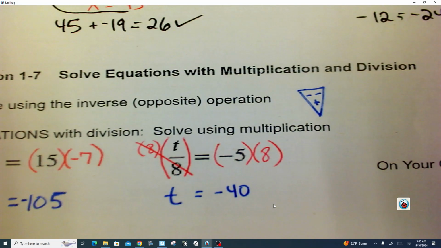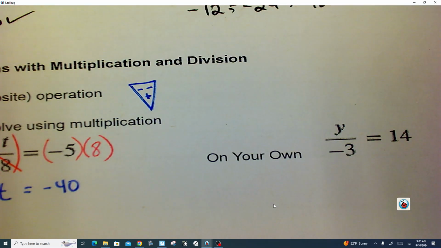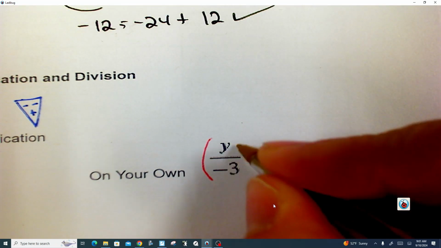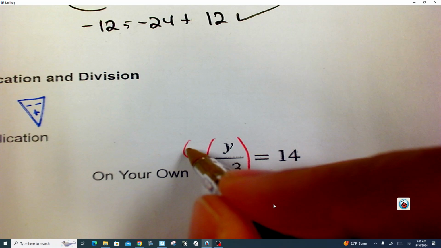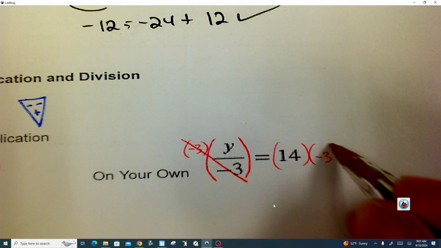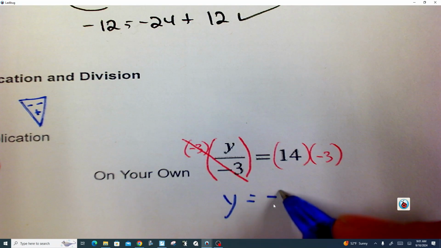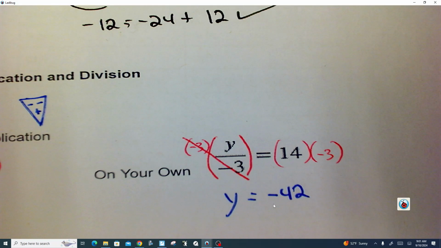Okay. I'm going to pause the video and let you all try this one right here. Give yourself a little bit of time here. I'm hoping that you saw the y is divided by -3, so you times this side by -3, right? And then times this side by -3. What do we get? Y equals what? -42. So that takes care of that style of problem there.